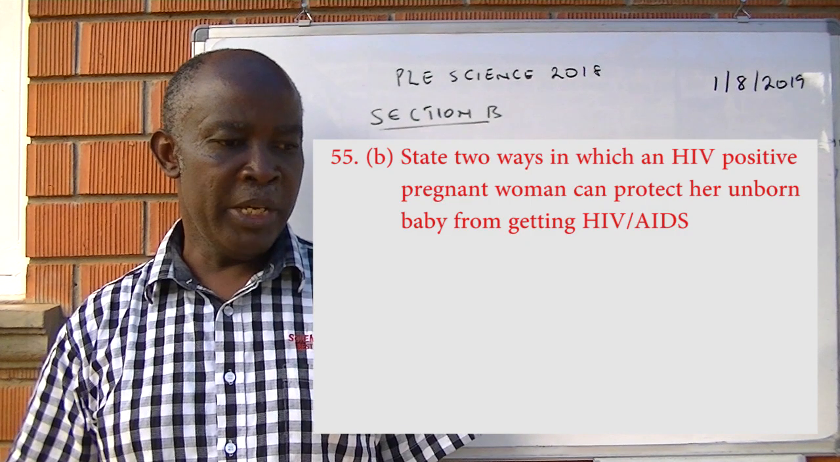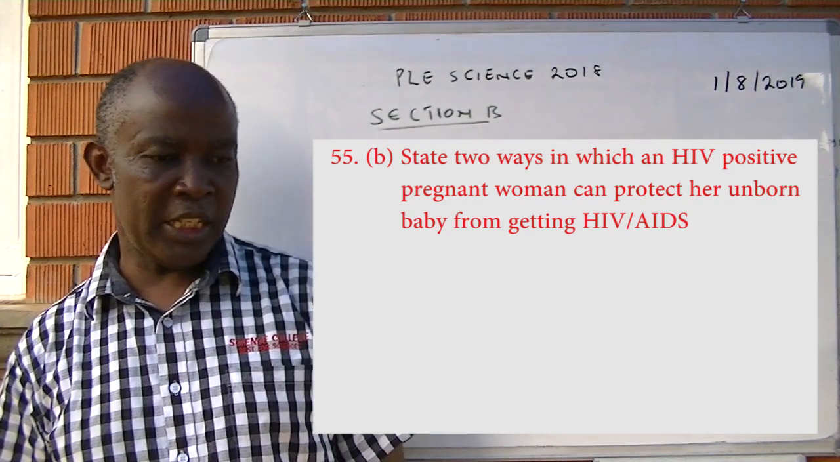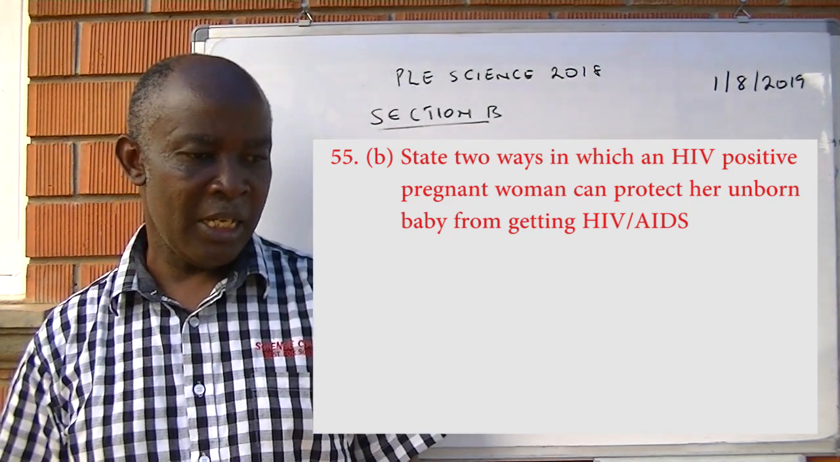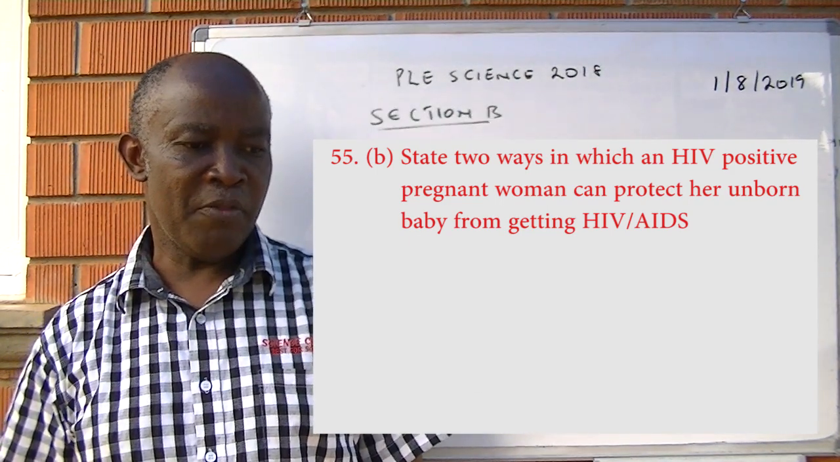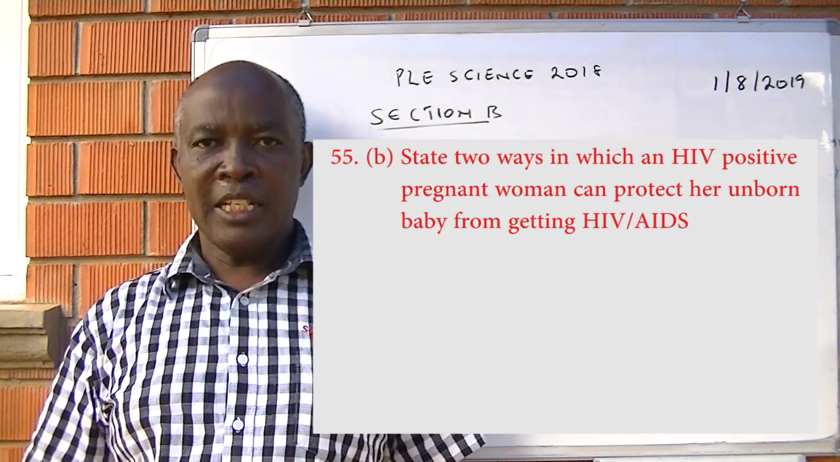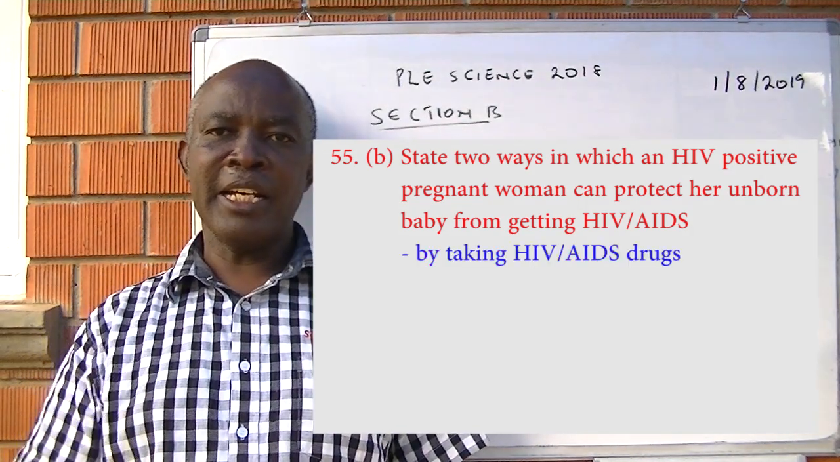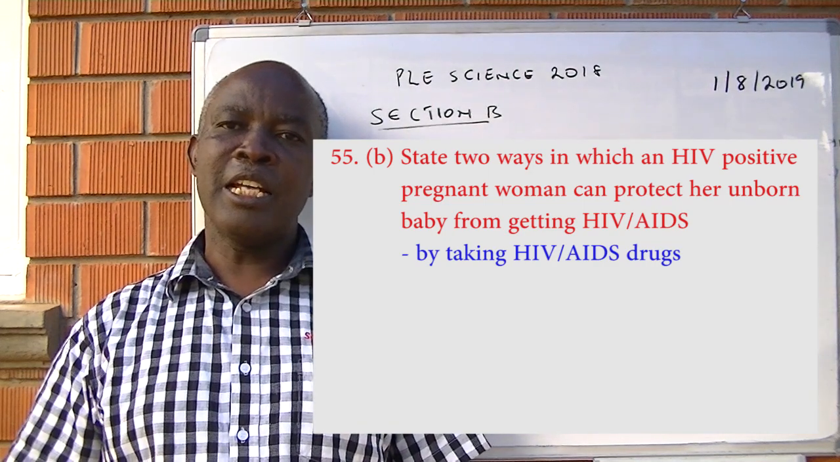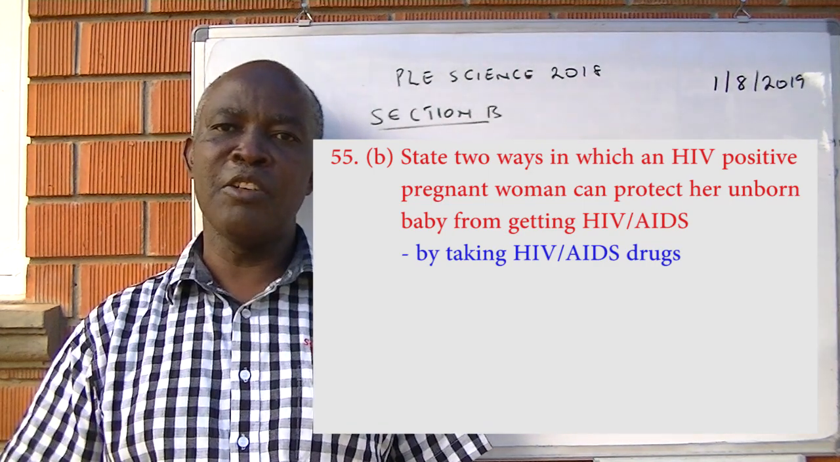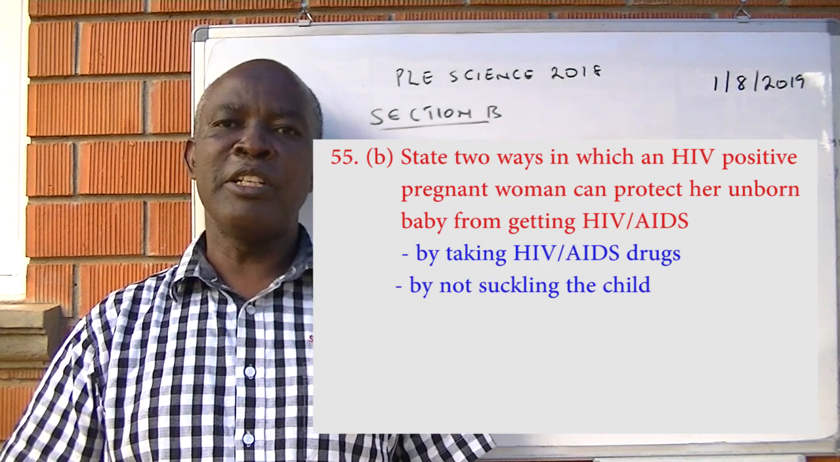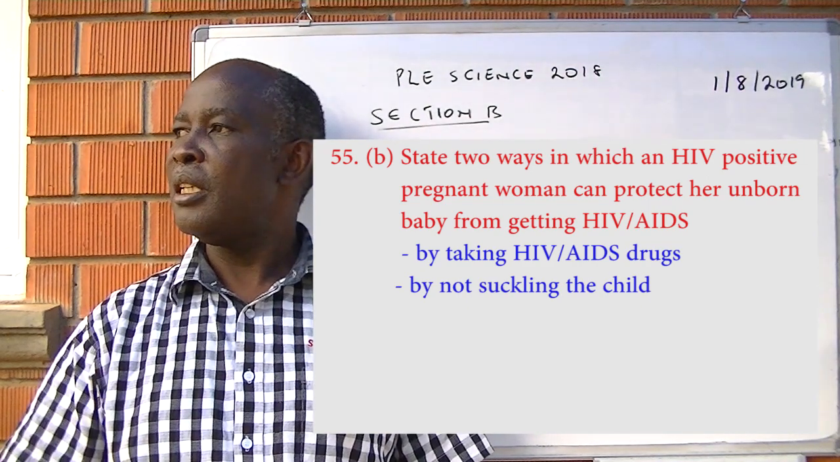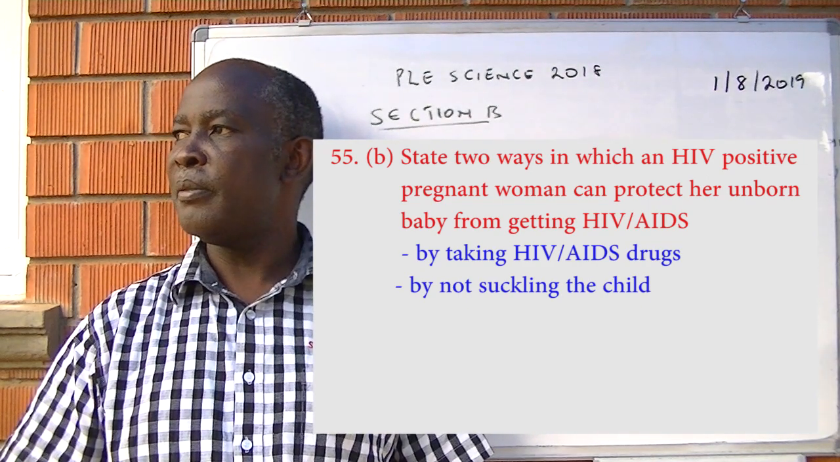B. Give two ways in which an HIV positive mother can protect a baby from getting HIV. By taking HIV medicines when she is still pregnant, by not suckling the child when he is born.